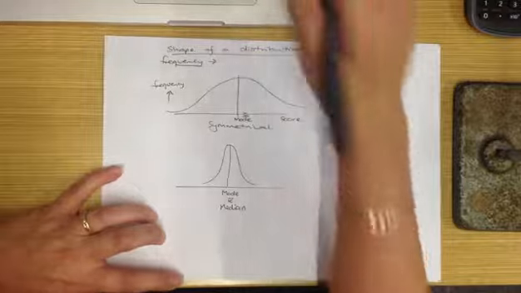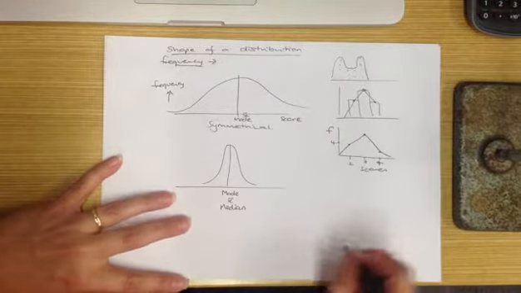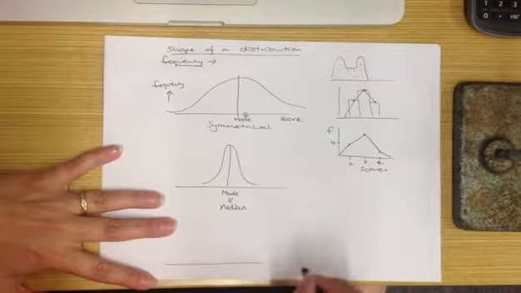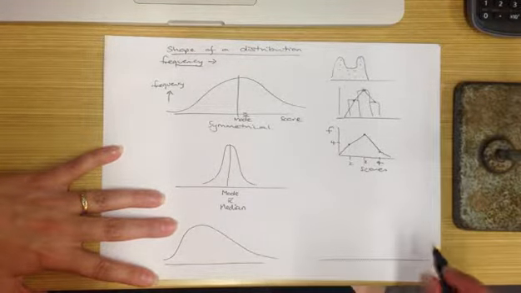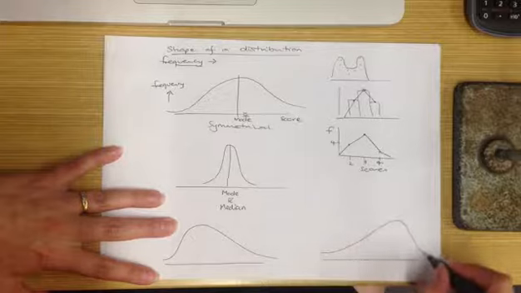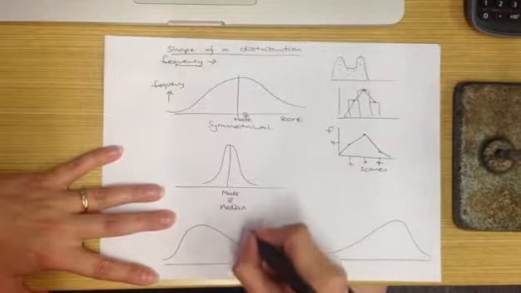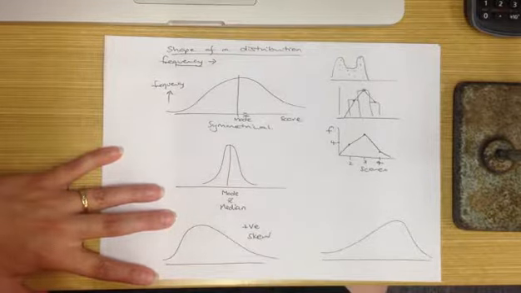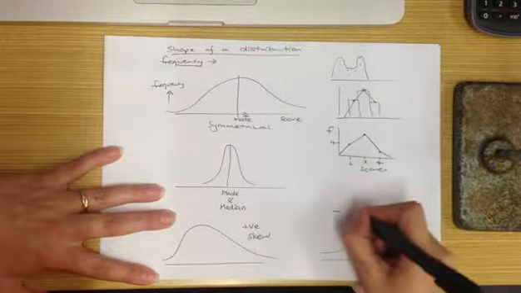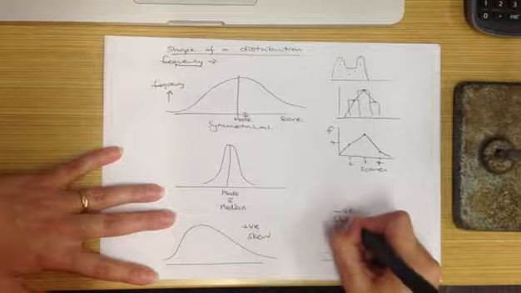Now, what if the data is not symmetrical? Then if the data is not symmetrical, it's one of 2 other things. So it can look somewhat like this, or somewhat like this. Okay, this is what we call a positively skewed. Okay, this is what we call a negative skew.